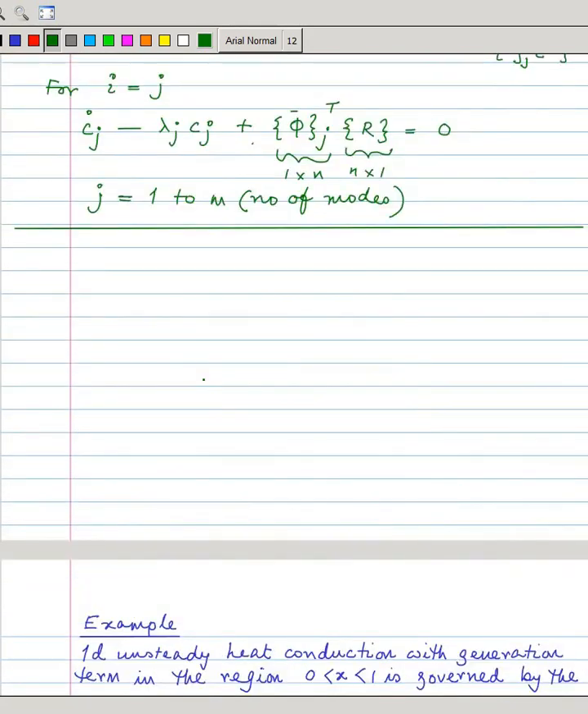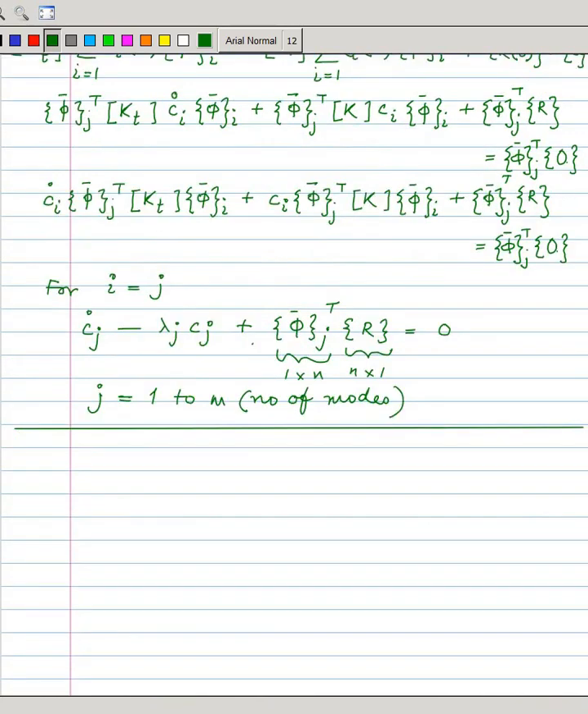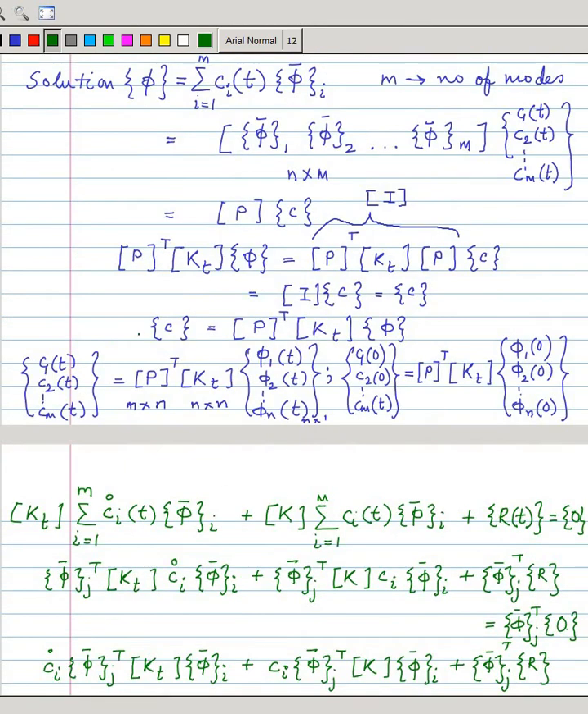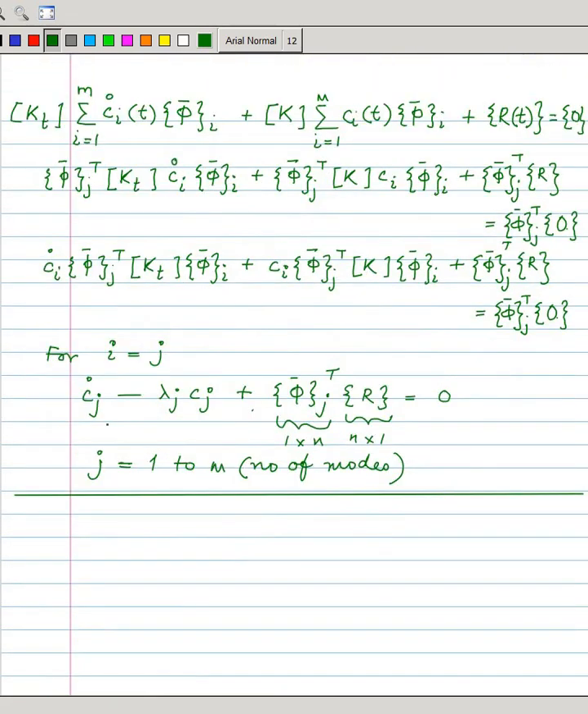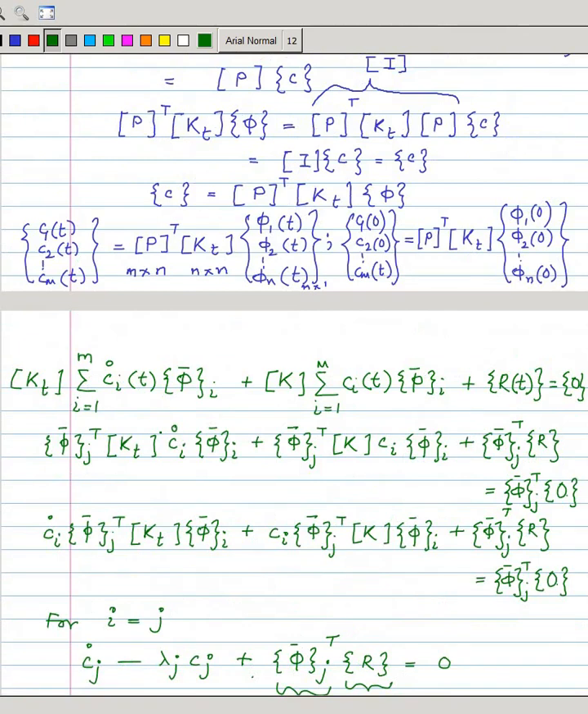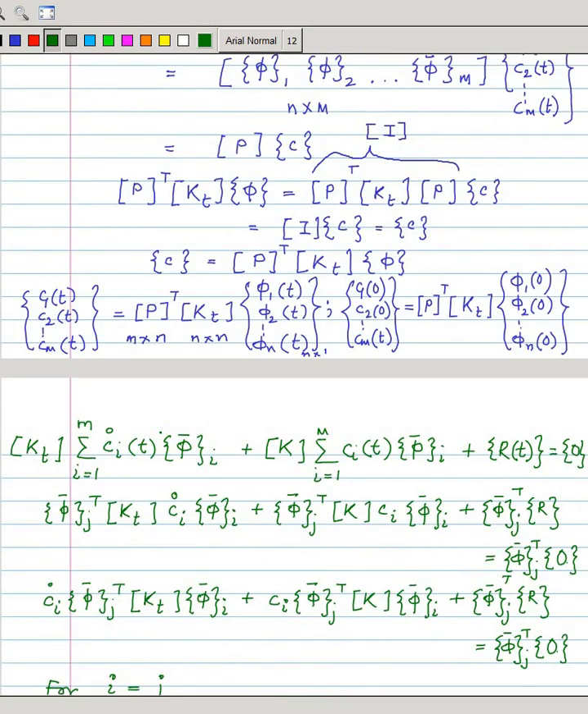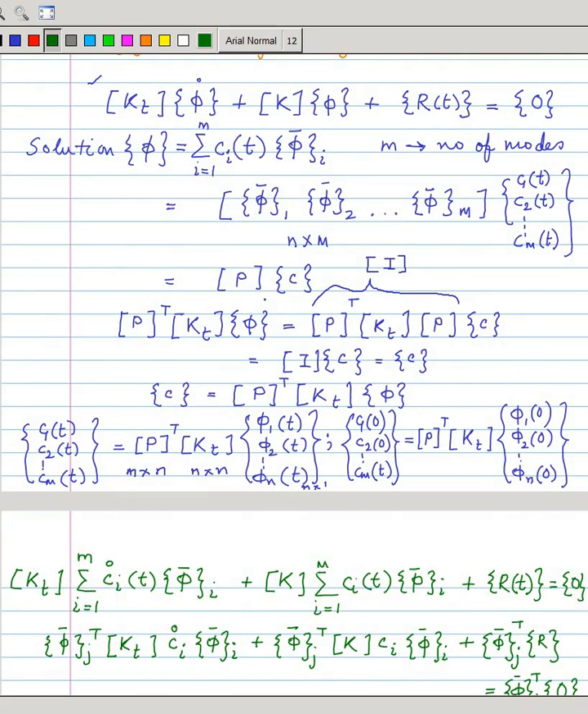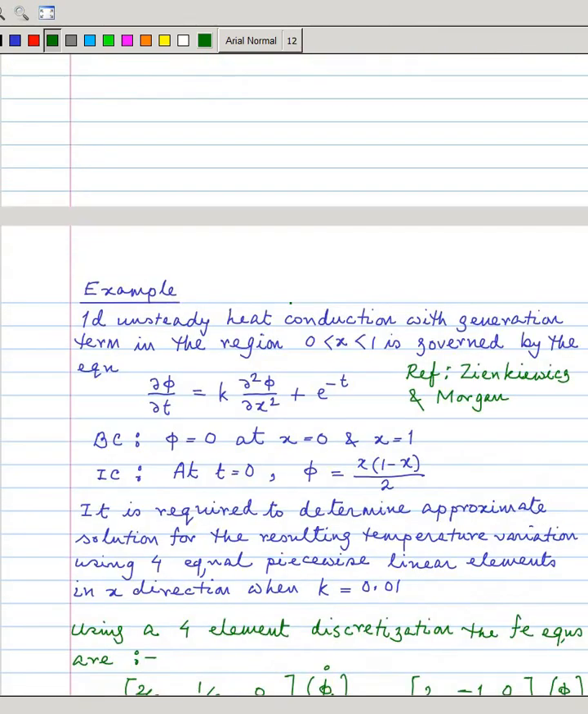So now, once you solve it, you need initial conditions because this is a first order equation in time, so you require an initial condition. The initial condition will be given in the physical space, so you get the initial condition in the modal space by using this relation, because you know this matrix. Then you put it here and you find out the Cj's, and once you get the Cj's you get the phi's by using this relation, phi equal to Pc. So here is one example.